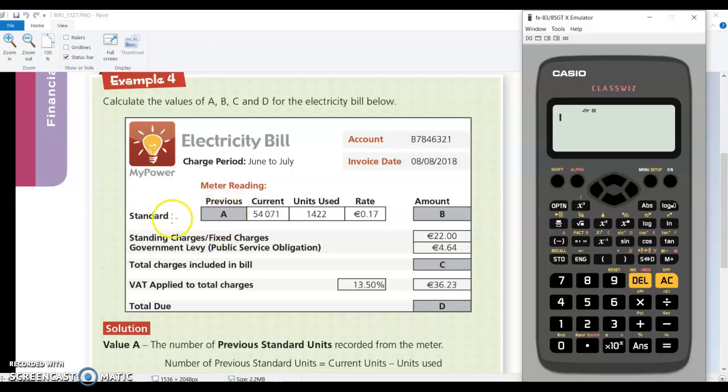Okay, so if you look at the start of this bill, the first thing that's missing for me is the previous meter reading. It is telling me that at the moment my meter reading is 54,071. Every 2 months would be standard enough for bills, so June and July. So currently I'm on 54,071. I have used 1,422 to get there, so the previous must be 54,071 take away 1,422.